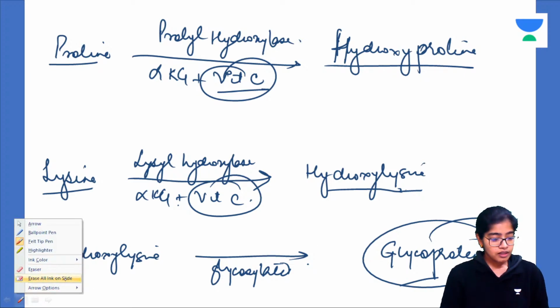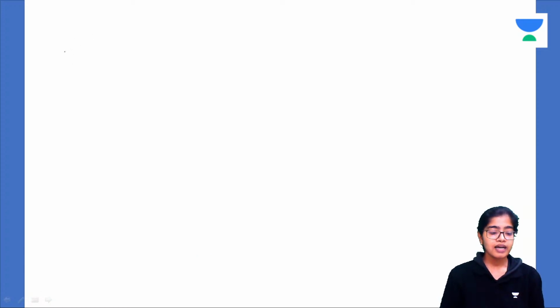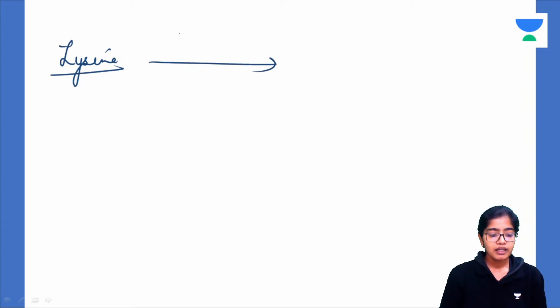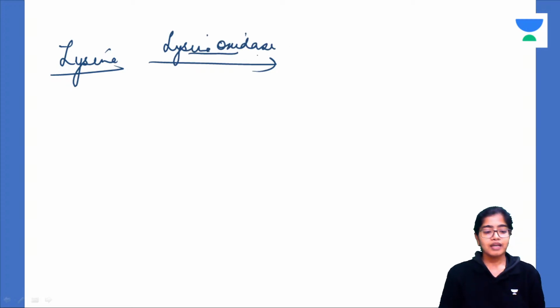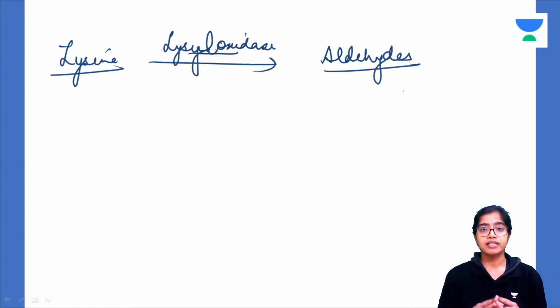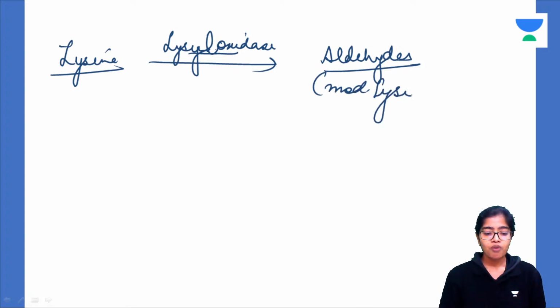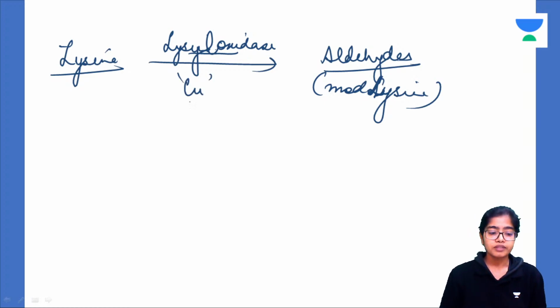Got it? Now, another important thing is that lysine residues are acted upon by the lysyl oxidase enzyme. What will this lysyl oxidase do? It converts them into aldehydes, and they can form interchain cross linkage. These aldehydes are modified lysines. They can form interchain cross linkage, which can increase the stability many fold. And the cofactor for this is copper.